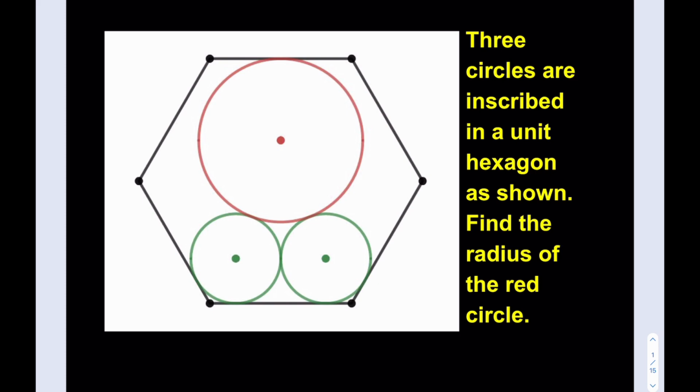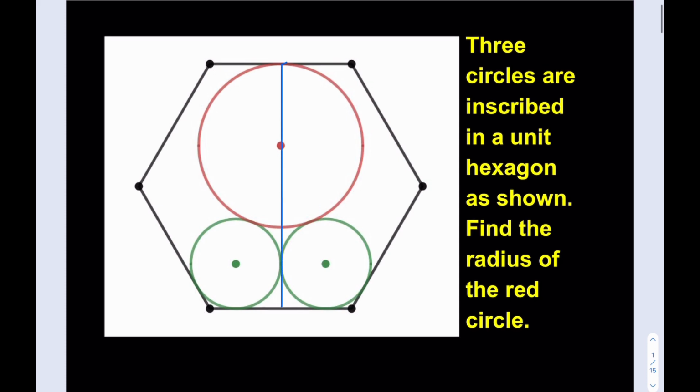Alright, at this point, if you want, pause the video and try this problem. Okay, so what are we going to do? We're going to be making some connections as always. So let me start by dropping a perpendicular here. A perpendicular line that goes through the center of the red circle.